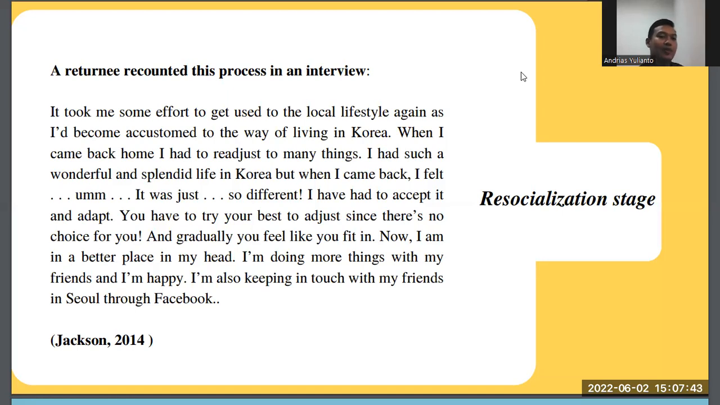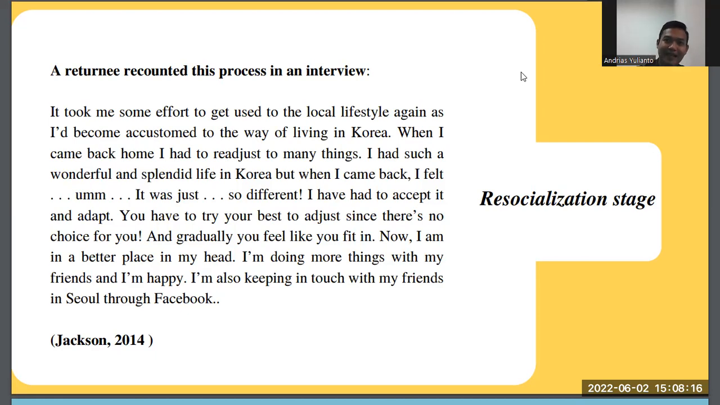When I came back home, I had to readjust to many things. I had such a wonderful and splendid life in Korea. But when I came back, I felt it was just so different. I have had to accept it and adapt. You have to try your best to adjust since there's no choice for you. And gradually you feel like you fit in. Now I'm in a better place in my head. I'm doing more things with my friends and I'm happy. I'm also keeping in touch with friends in Seoul through Facebook.